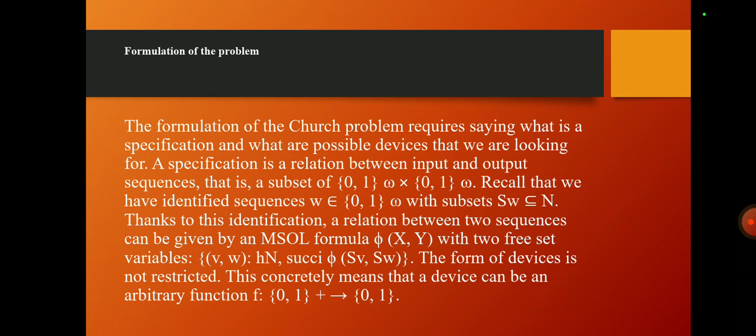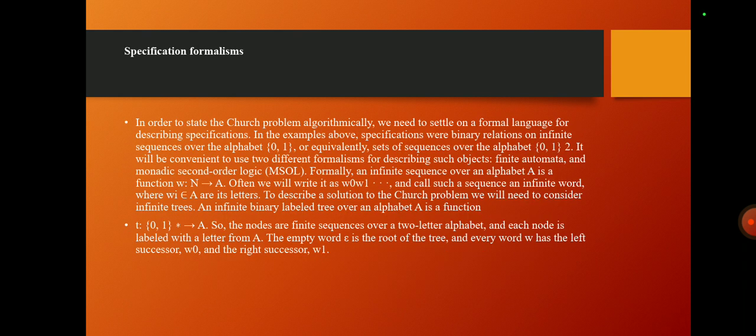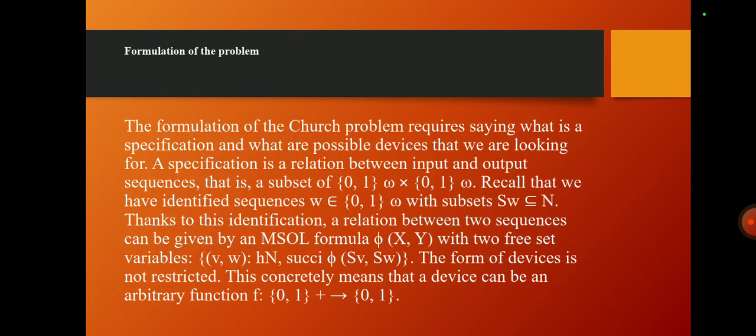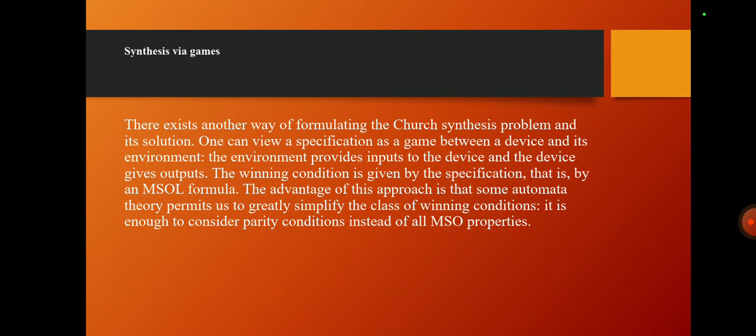Then a specification is a relation between input and output sequences, that is a subset of 0, 1. So we have identified the sequences before itself, that is W belongs to 0, 1, which belongs to the word A. So let us recall that we have identified the sequences, W belongs to 0, 1.